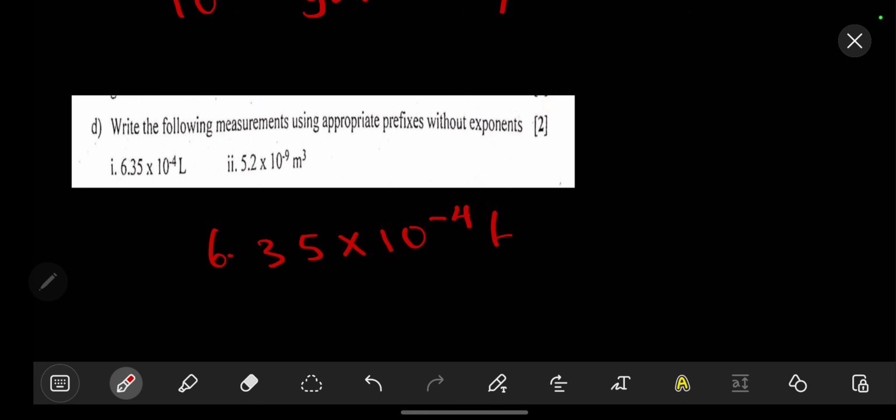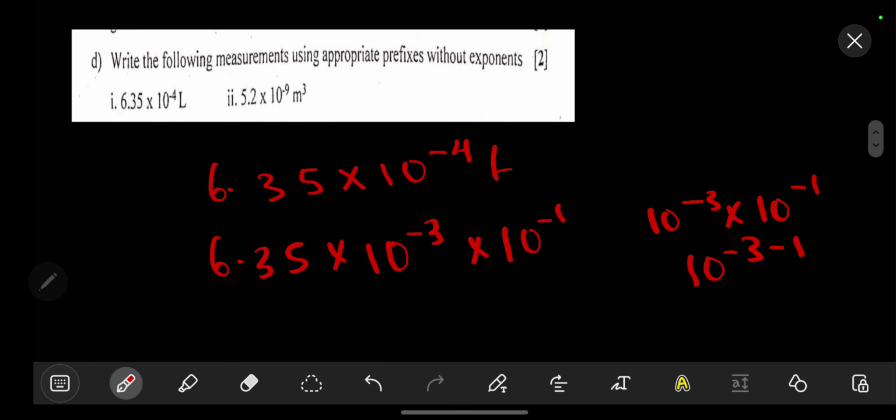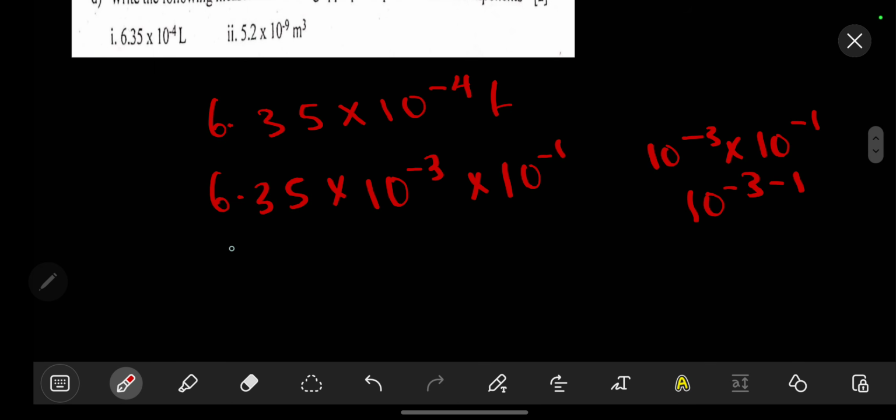So we are going to have something like 6.35 times 10 to the power negative 3 times 10 to the power negative 1. By doing this, I haven't changed the meaning. Because if you multiply 10 to the power negative 3 times 10 to the power negative 1, it shall be keep one base, add the powers. Now in this case, since there is a negative, we are going to say negative 3 minus 1, which returns negative 4.